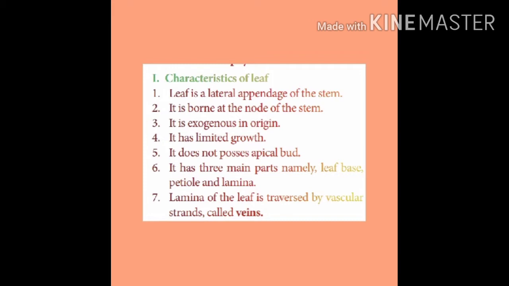The three main parts of the leaf are the base, petiole and lamina, which we will learn in detail. The lamina of the leaf is traversed by vascular strands, called veins. The lines that you see on top of the leaf are called veins.